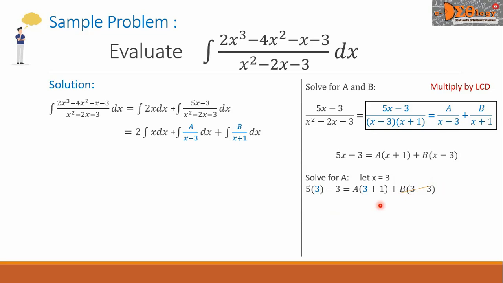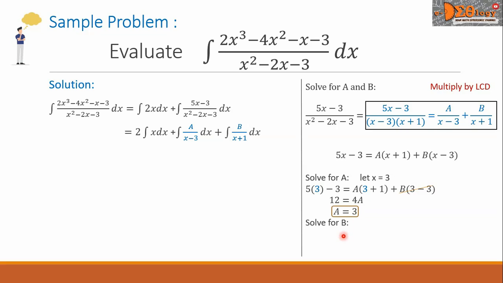Simplifying now this equation, the left side becomes 12 equals 4A. Solving for A, let us divide this equation by the coefficient of A, which is 4. So the value of A equals 3.